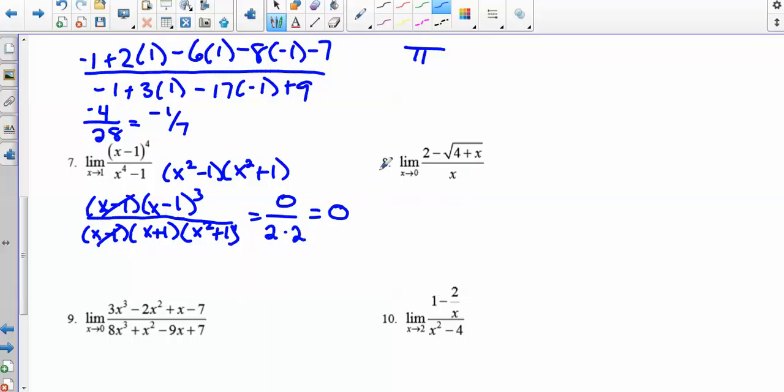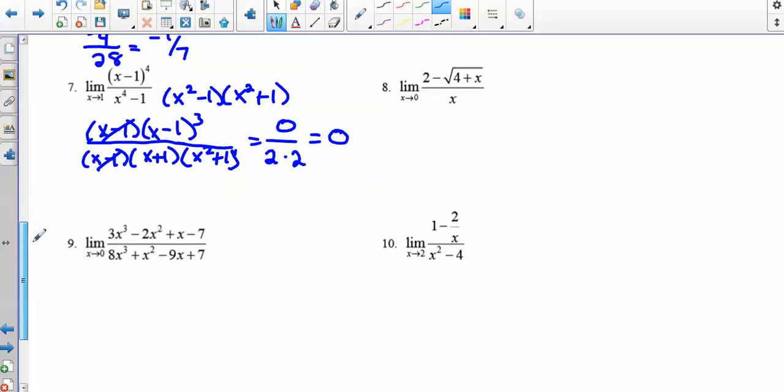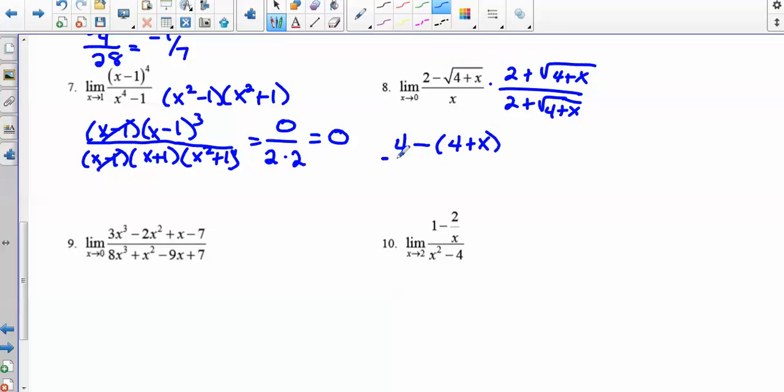Problem 8, looks like we're going to have to multiply by the conjugate. So the conjugate of 2 minus root 4 plus x is 2 plus square root 4 plus x. You're going to multiply the numerator, so 2 times 2 is 4. The middle terms will cancel out, minus the square of the square root cancels out both the square and the square root, so we just have 4 plus x. The denominator, leave it factored, x times 2 plus square root 4 plus x.